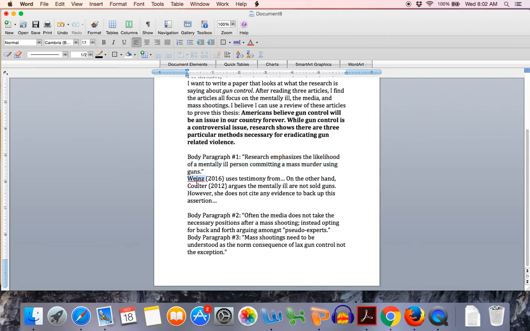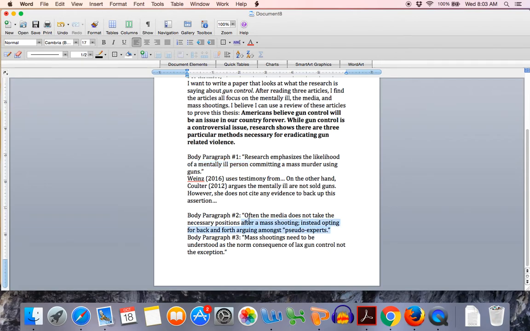And then another article that I read, on the other hand, Coulter argues the mentally ill are not sold guns. So see how she seems to be saying the opposite of what my topic sentence is, but I'm going to review this article to show that she's wrong and thereby still support my topic sentence. So I say something like, however, she does not cite any evidence to back up this assertion, and then I might continue on to show how Wines does, and therefore the idea that mentally ill folks are able to access guns is the root cause, and that's something that we need to fix.